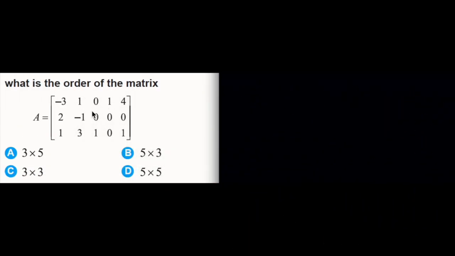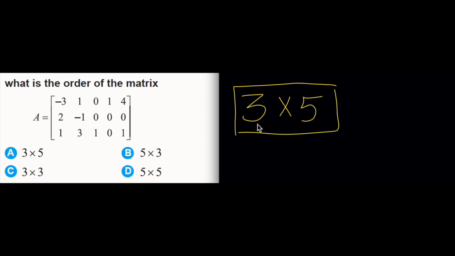What is the order of the matrix? We have a matrix and we want to find its order. Just count the number of rows, 1, 2, 3, so it will be 3, times the number of columns, 1, 2, 3, 4, 5. So its order or its dimension is 3 times 5, which is A. So the answer is A.